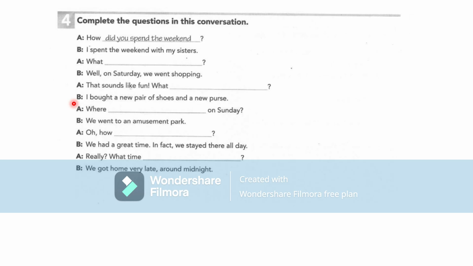So let's continue with this. Saoni is back. So how did you spend the weekend? I spent the weekend with my sisters. Saoni, letter A, what? What did you do on Saturday? Well, on Saturday we went shopping. Okay? Remember that you means singular and plural. Tú o ustedes.